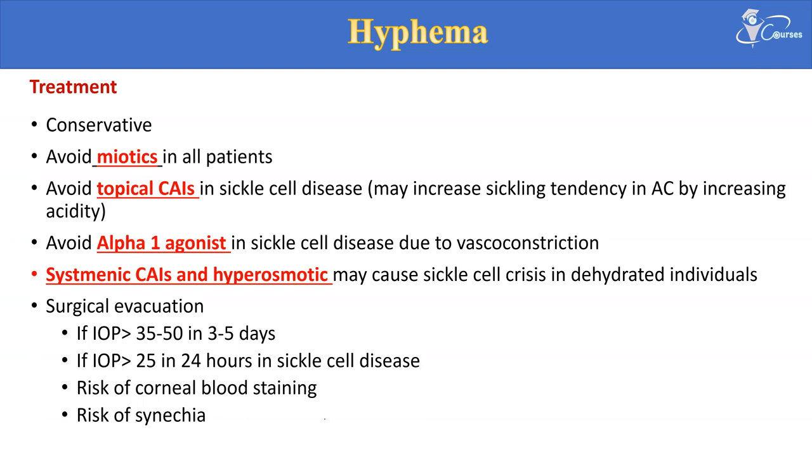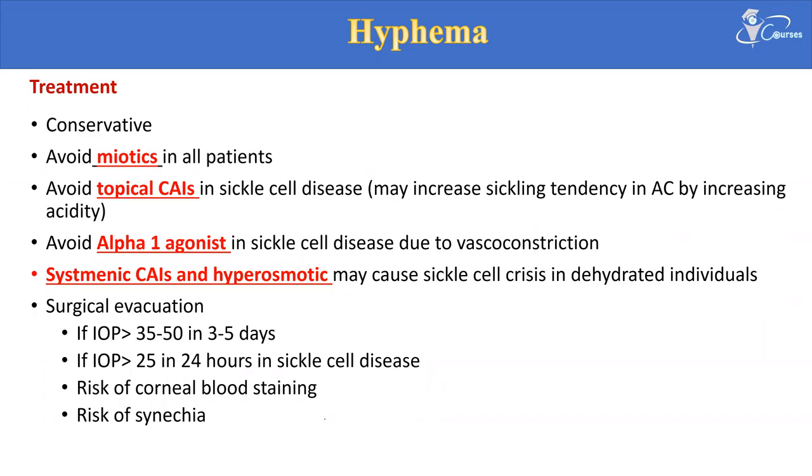Topical carbonic anhydrase inhibitors are also avoided, because they will increase the acidity and so increase the sickling in sickle cell disease. So they are contraindicated in sickle cell disease. We also avoid alpha-1 agonists in sickle cell disease, because they will result in vasoconstriction.